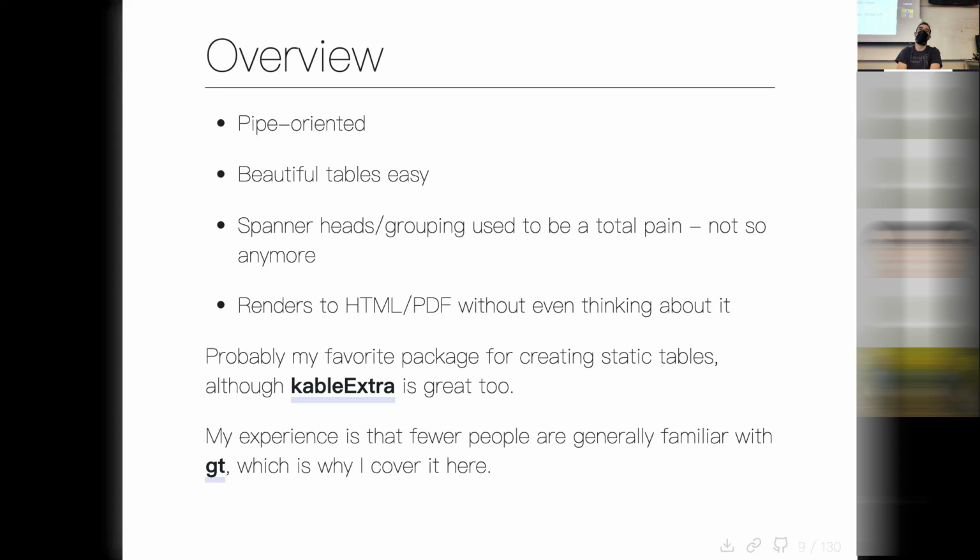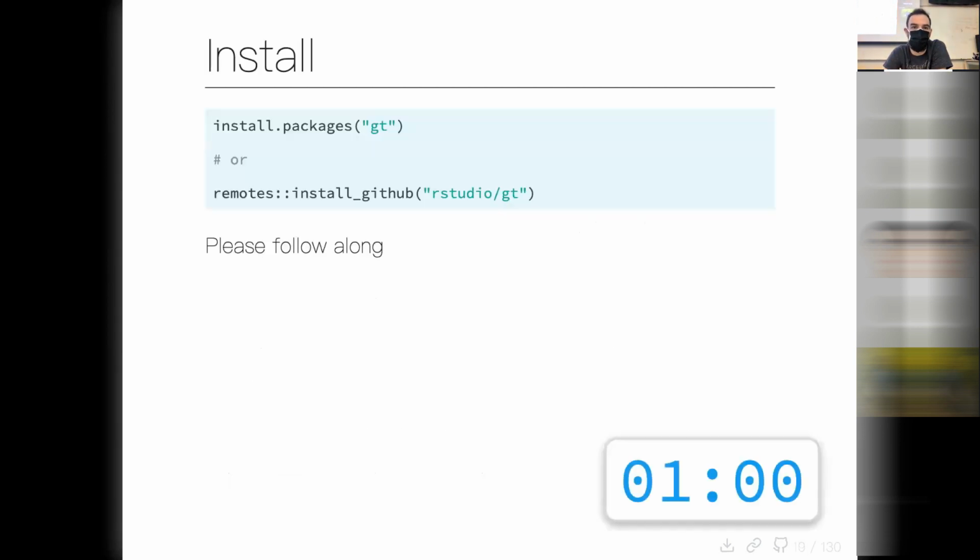So as I said, GT is probably my favorite for creating static tables. It actually can do a fair amount of interactive table stuff too, but we won't really talk about that. Cable Extra is also great, so nothing I say here should be taken as negative against Cable Extra. I just tend to prefer GT, and we'll talk about Cable Extra just a little bit as well, in case you haven't seen that in the past. Both are great. Whichever one you want to use is fine.